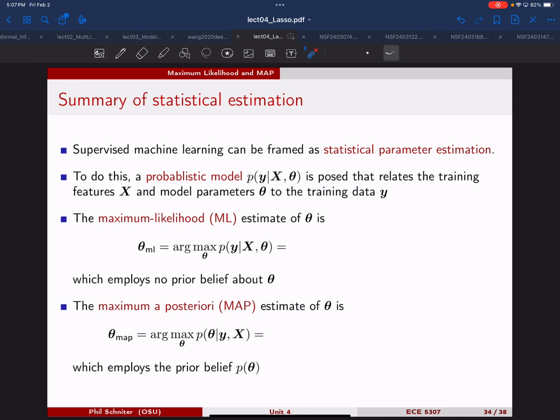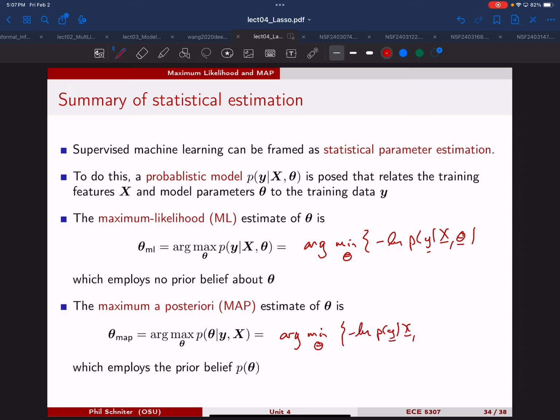So just very quickly, what we said, the maximum likelihood estimate is argmin over theta of the negative log likelihood. No prior belief. MAP is the argmin of negative log likelihood minus the log of the prior belief. And the latter has a belief, the former no prior belief.